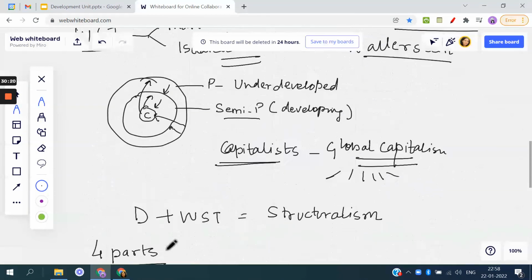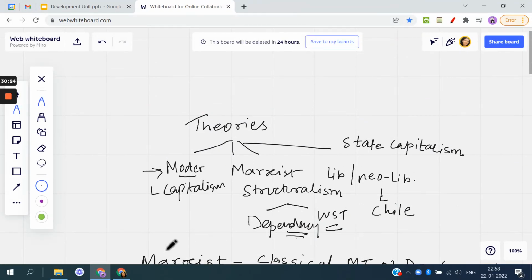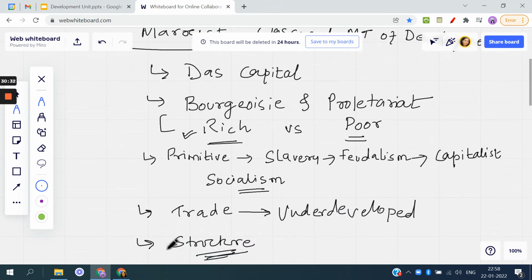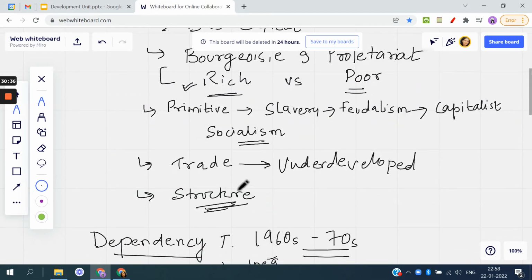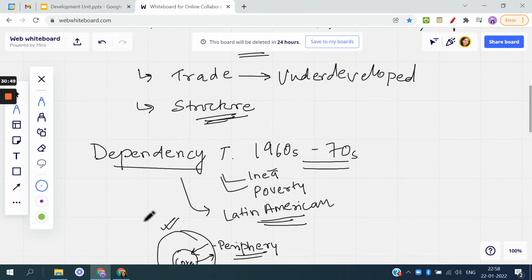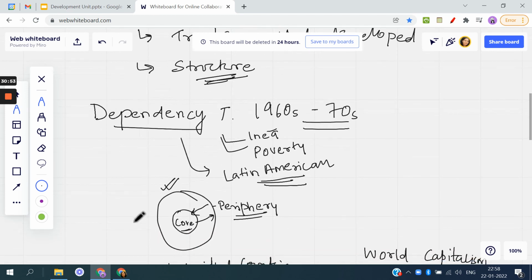So let's quickly have a look at what we have covered so far. We started with how many theories there are under the development unit. Then we moved to Marxist theory, where we studied the classical Marxist theory of development. How did it start? Marx gave this one, and this is connected to trade and the underdeveloped, who remain under power because of the structure of the capitalists. Then you have the second theory, which is known as dependency theory, which started in the 1960s and 70s in Latin America. The authors were worried. So who were the two main theorists of dependency? It was Raúl Prebisch and A.G. Frank. They started thinking about why the world is not developing, why some countries remain poor. Then they gave this model of core and periphery.